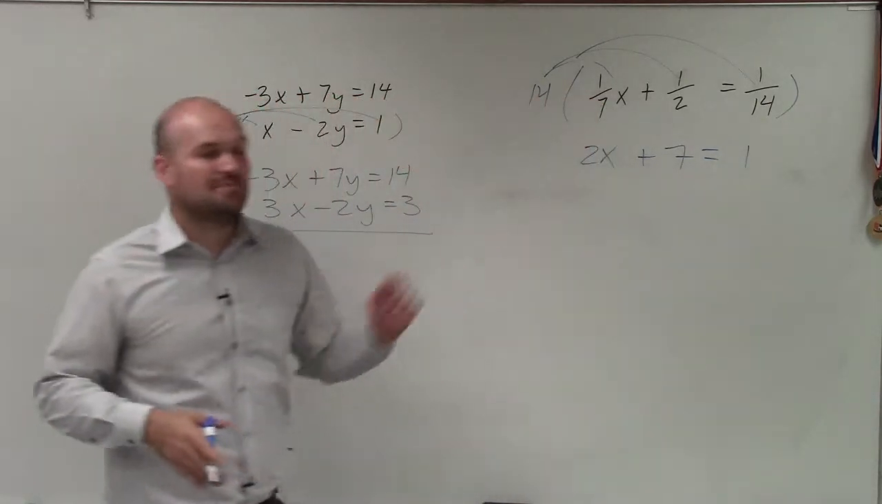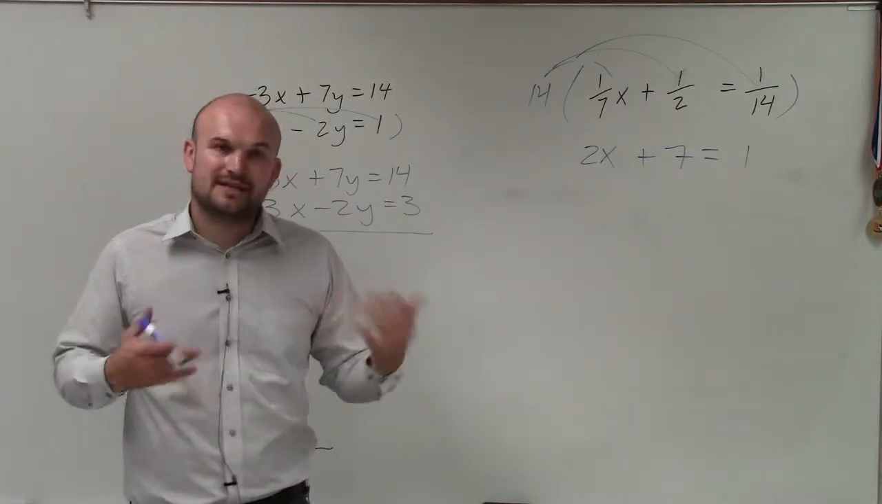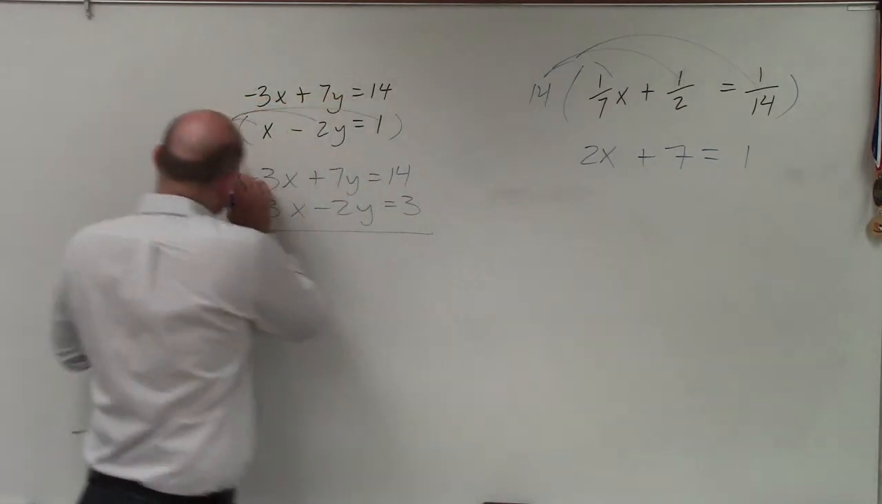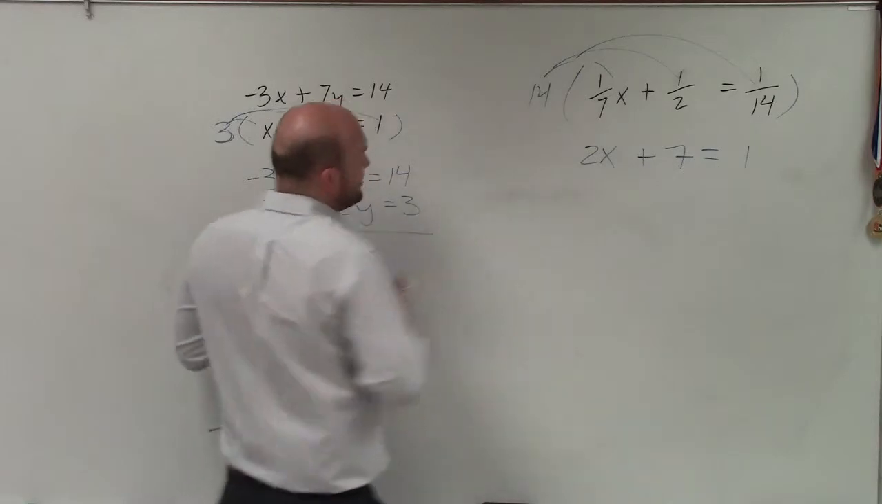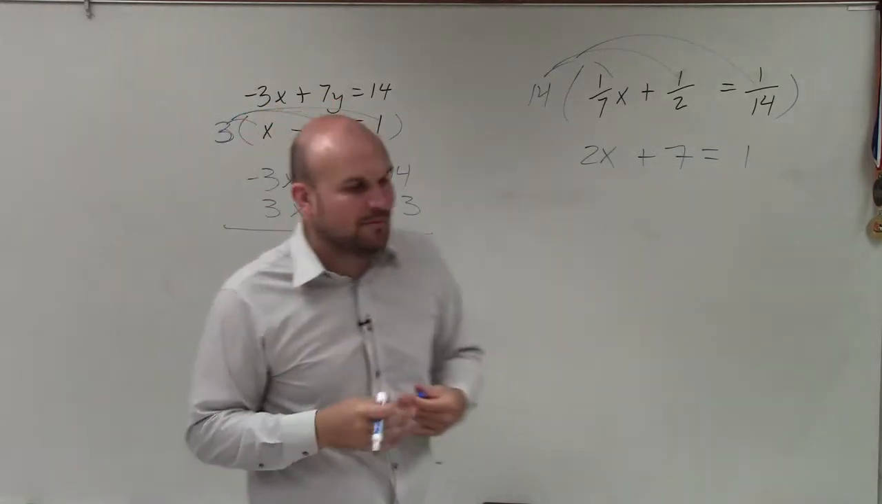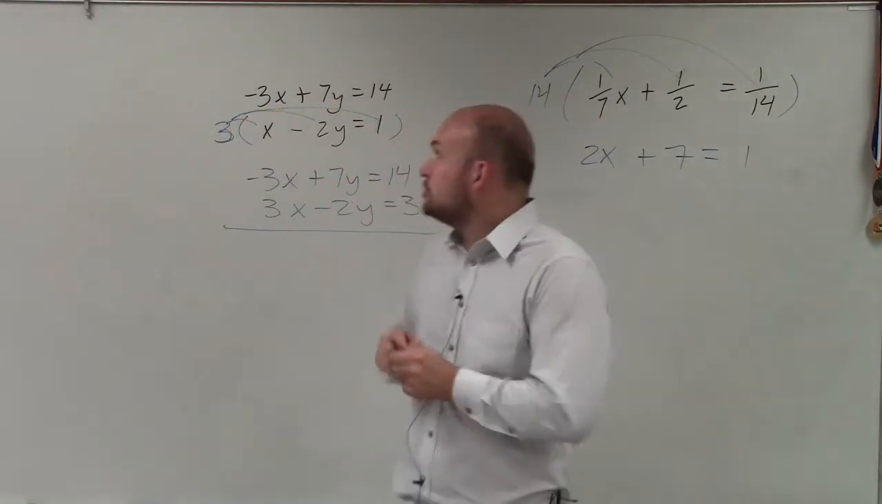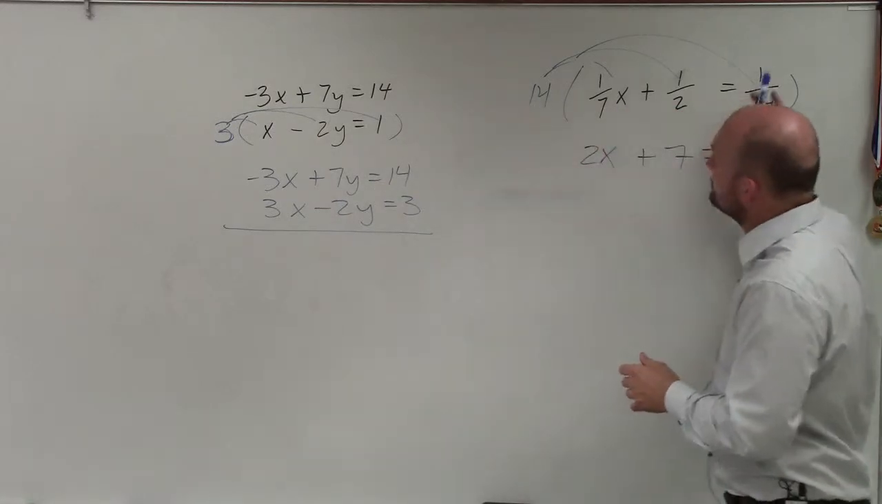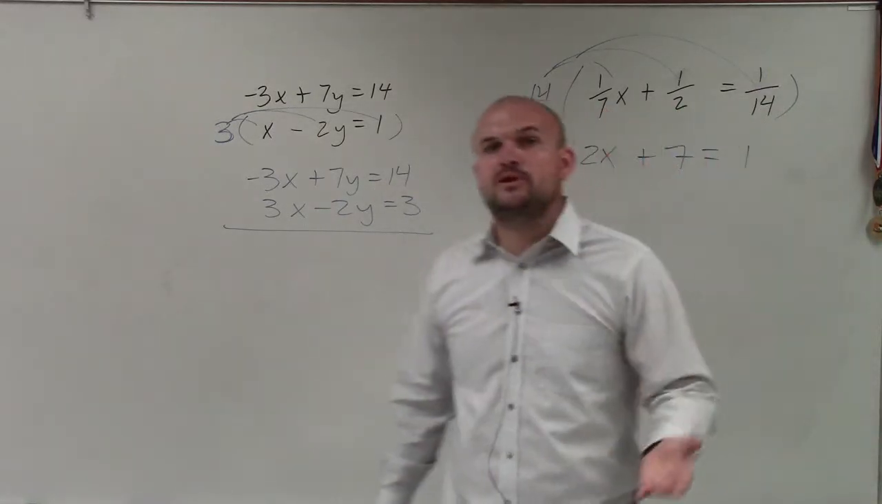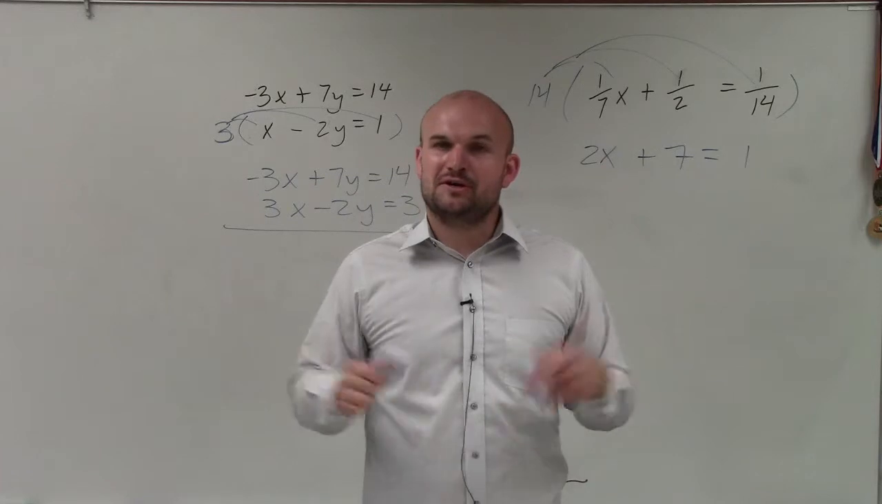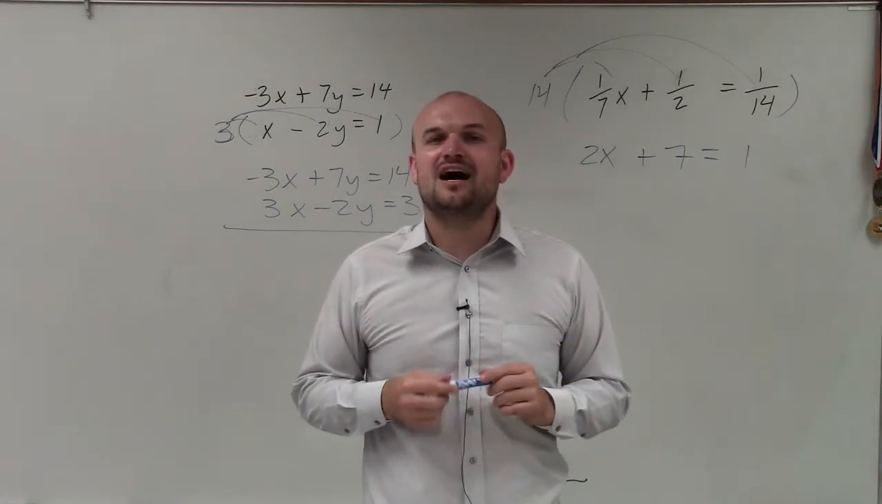Now, ladies and gentlemen, it's much easier to go ahead and solve. So in this case, my multiplier was 3. In this case, my multiplier is 14. And remember, when you have a multiplier with an equation, make sure you multiply by every single term to produce equivalent equations. There you go, ladies and gentlemen. That is your definition of a multiplier.